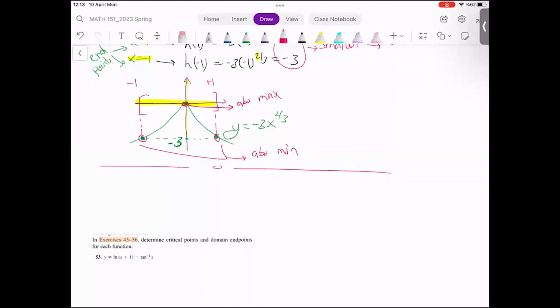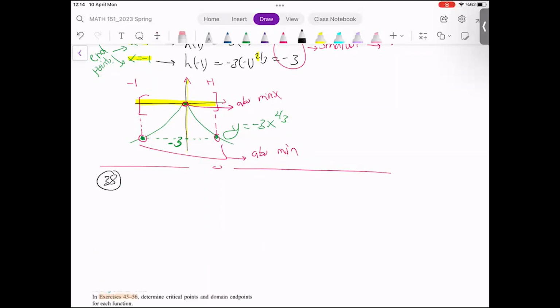Okay, let's continue with the next example in this group, ln(x+1). Okay, this is 38. Let's solve the same type of question for this function. h of x is ln(x+1). Okay, so let's start by finding critical points.